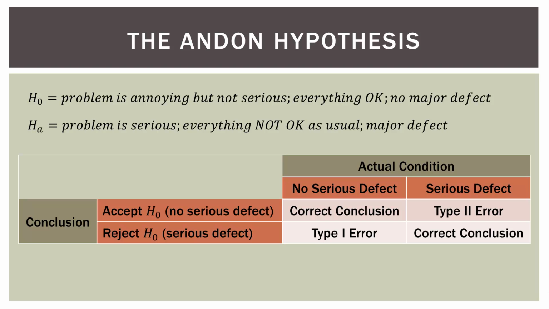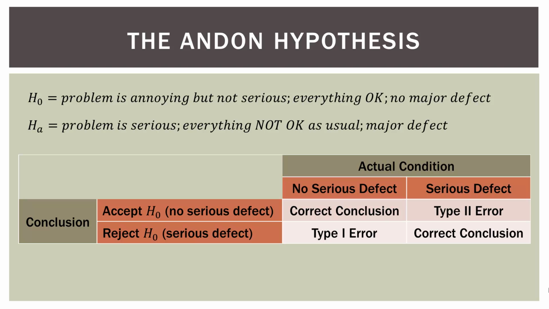Now let's look at the type 1 situation very quickly. So let's say we reject the null hypothesis, we reject our assumption that production is going okay without serious defect. We're going to reject that because we think there's a problem. Now the actual condition is that there is no serious problem or defect. So that disconnect between conclusion and reality is the type 1 error. So the production line might stop for a few minutes or even maybe less than a minute to check it. And then after we see there's no serious problem or defect, it just starts up again.